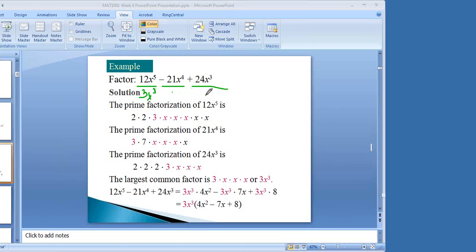3x to the third. That's what you're writing. And then you're just doing the division, and look what we're left with. And again, to check, we can use the distributive property.